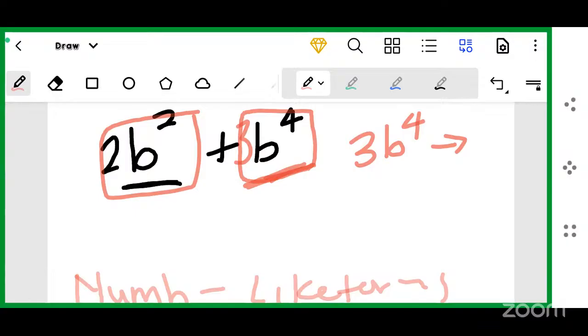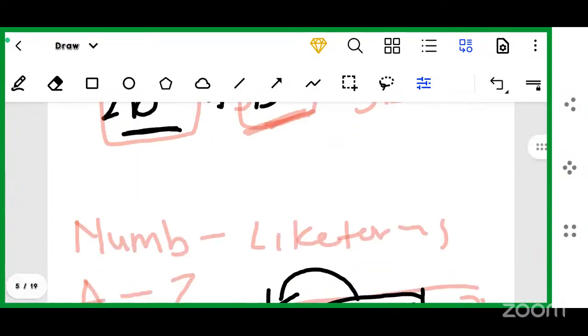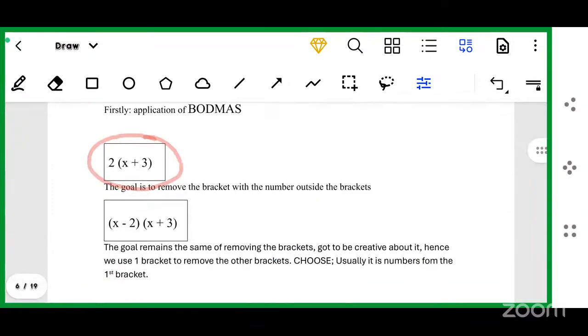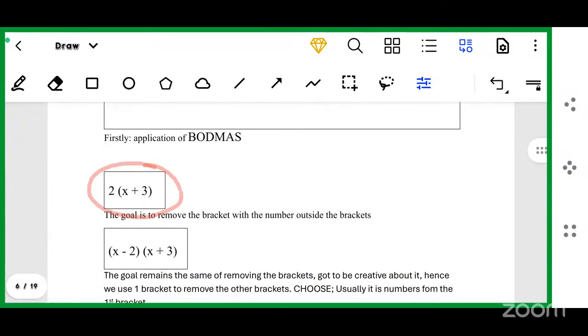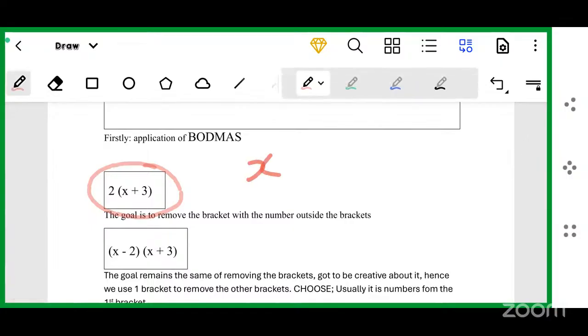Yes, ma'am. Okay, so going back to this example, the x to the power of 2 plus x, do you think they are like terms? No, ma'am. Perfect.